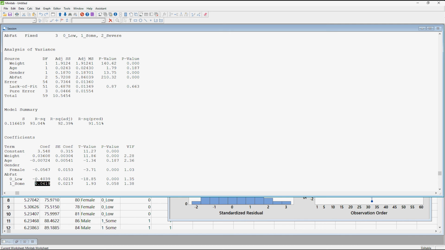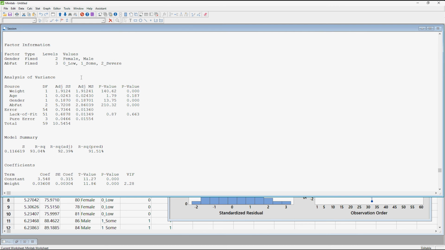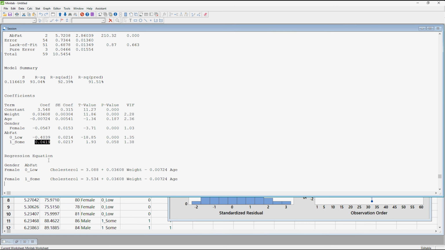I can't remember what my levels were. Low, some, severe. That's interesting. It's not quite significant, but that's actually saying you're getting a little bit of an adjustment upwards for some abdominal fat over severe. I wonder if that will stay that way if we add in the interaction term. So that's a little bit curious that you'd have slightly higher cholesterol with some abdominal fat rather than severe. But if we fix up the model, it might not stay there.